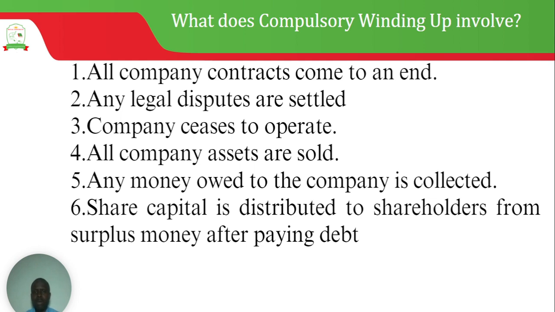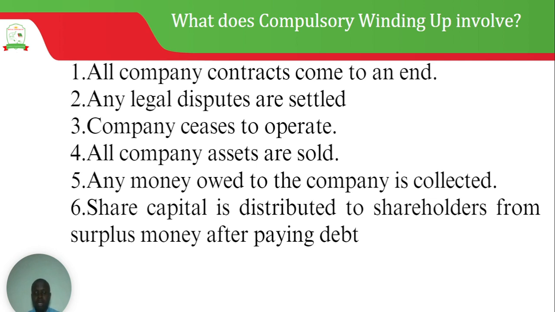So once we are selling the assets, one of the most crucial things that we need to do, if we had any debt, if we had not paid our creditors, if we had not paid our suppliers, part of the money that we get, we are supposed to pay them. We're supposed to pay our suppliers. And then it is what is remaining that we are saying in number 6 can now be distributed to shareholders from surplus money.